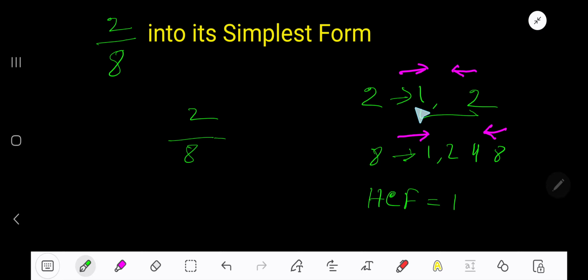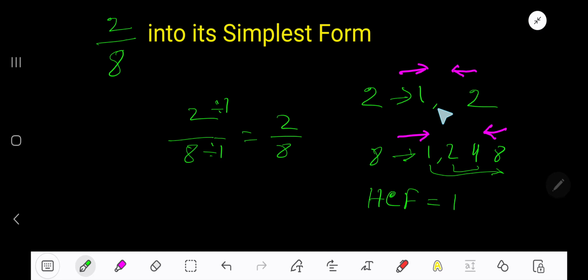1 times 2 equals 2, so 1 and 2 are the factors of 2. Then 1 times 8 equals 8, so 1 and 8 are the factors of 8. 2 times 4 equals 8, so 2 and 4 are the factors of 8. Here the highest common factor is just 1, so if you divide this 2 by 1 and 8 by 1, you will get the same fraction.